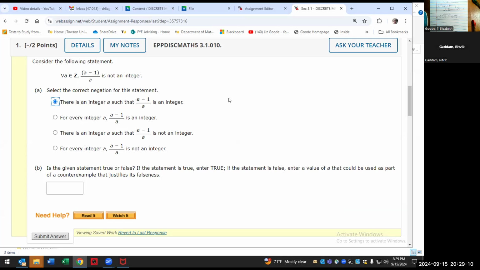So in that message that I sent you, I gave you a hint. Read that message that I sent you. When you find a value, confirm the negation is true. Okay, now I see. So let me pick simple values for a, like try 1, try -1, try 0, try 2, try -2. Try values around 0 and see if any of those work.